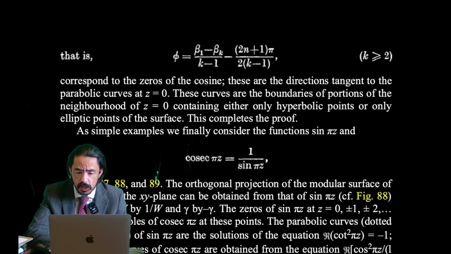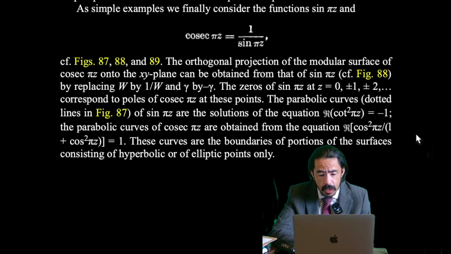These are the directions tangent to the parabolic curves at z equals 0. These curves are the boundaries of portions of the neighborhood of z equals 0 containing either only hyperbolic points or only elliptic points of the surface. This completes the proof.